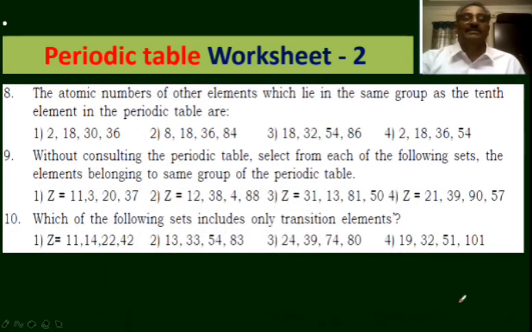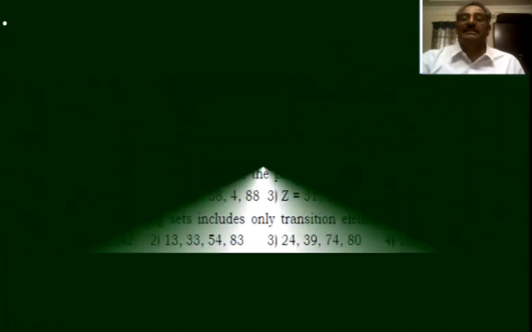Next question, 8th question. The atomic numbers of other elements which lie in the same group as the 10th element in the periodic table are dash. What is the question? The atomic numbers of other elements which lie in the same group as the 10th element in the periodic table. The 10th element in the periodic table is neon. Neon is the element with atomic number 10.